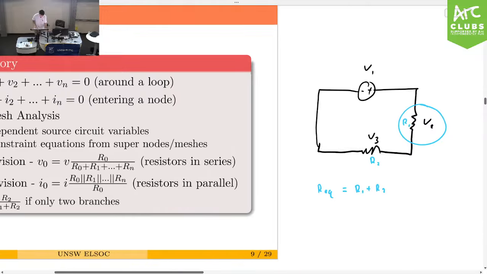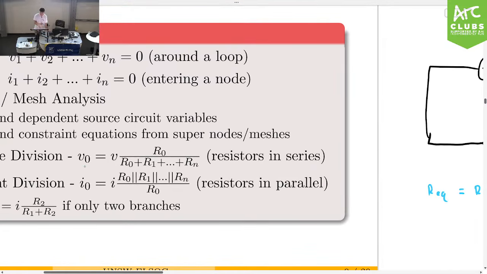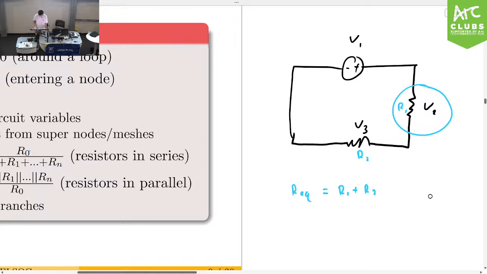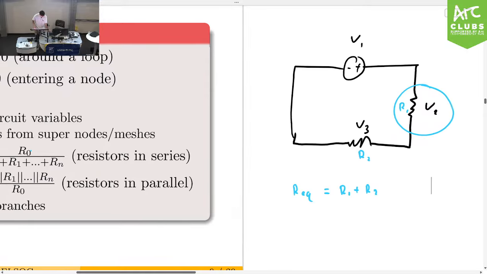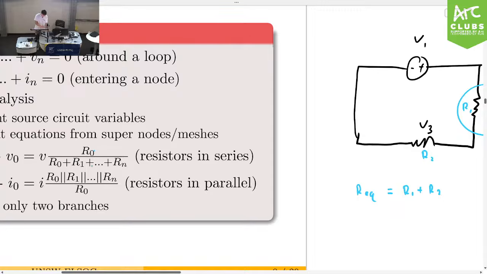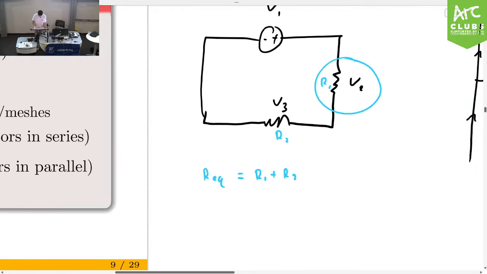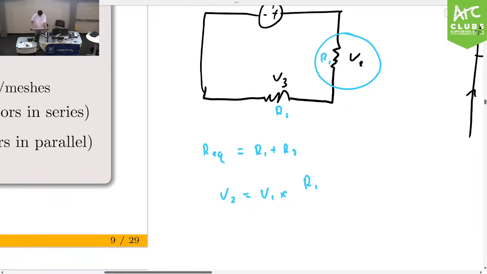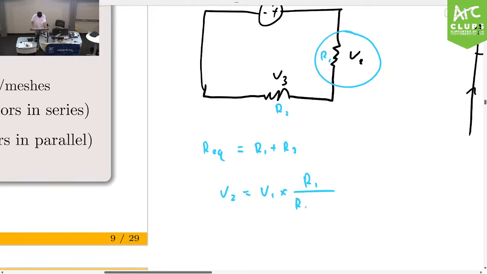And then we can apply voltage division, which says the voltage drop across that particular element is the voltage of the source, so of the whole circuit, multiplied by the resistance you want to find. So in this case, we want to find V2 here. So we want to use R1, and then you divide it by the total or equivalent resistance of your circuit. So if you want to find the voltage drop V2, we would do V1, which is the voltage of the source, multiplied by R1, which is the resistance of V2, over your equivalent resistance, which is R1 plus R2, okay?